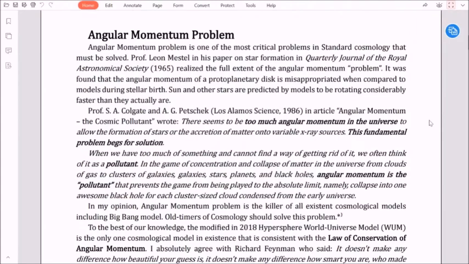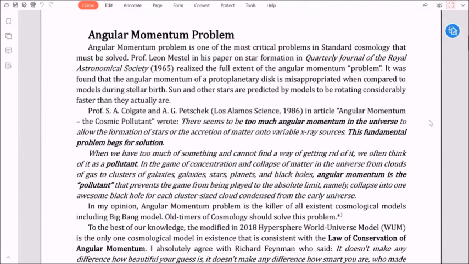It was found that the angular momentum of a protoplanetary disk is misappropriated when compared to models during stellar bursts. The Sun and other stars are predicted by models to be rotating considerably faster than they actually are.